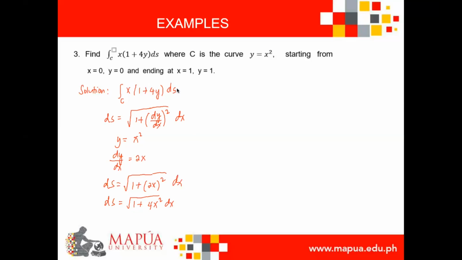Since this is dx now, we're going to replace y also, in terms of x squared. So this will now be written as the integral of x times the quantity 1 plus 4, and y is equal to x squared, then ds is equal to this radical, the square root of 1 plus 4x squared dx. And the limits are from 0 to 1, because the first value of x is 0, then the second value of x is equal to 1.